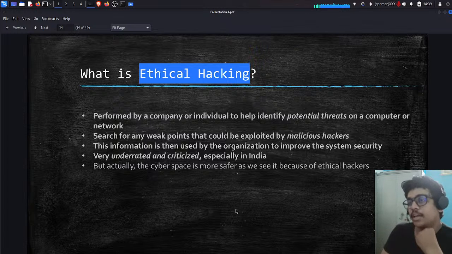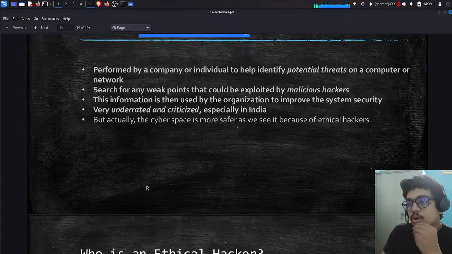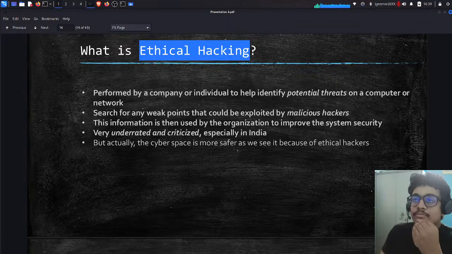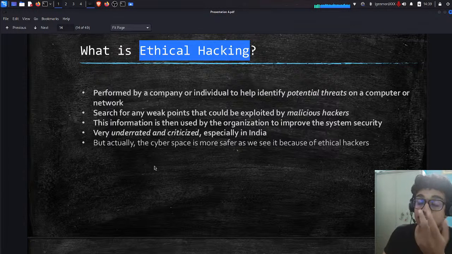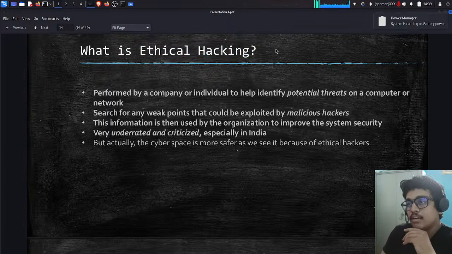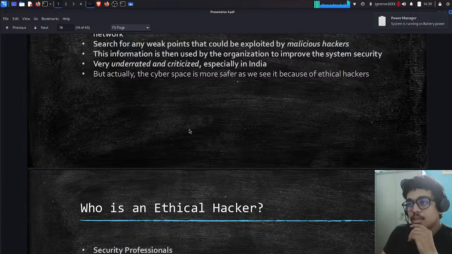If you are protecting someone, if you are protecting a company, you will directly get a reputation from them. But actually the space is safer than it looks. Take today's era of UPI payment: UPI payment is much safer, although there can exist security vulnerabilities that can be exploited. So how is UPI payment still safe? This is because there exist ethical hackers in India who secure it.